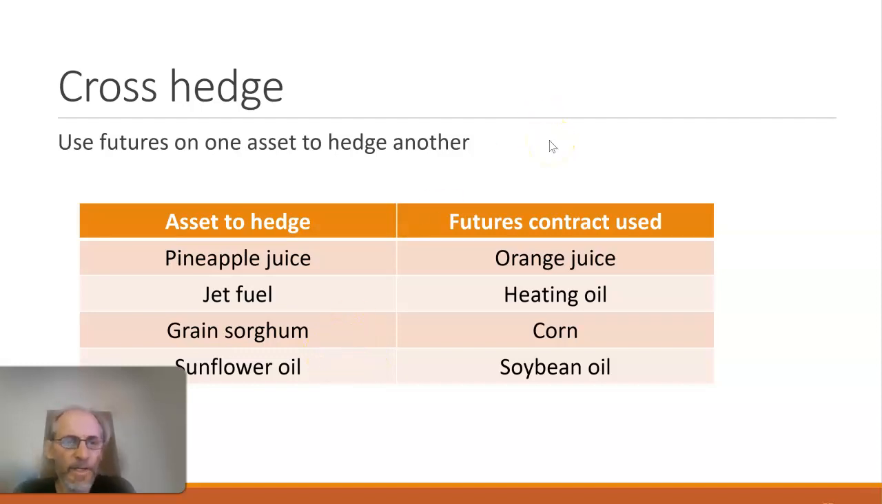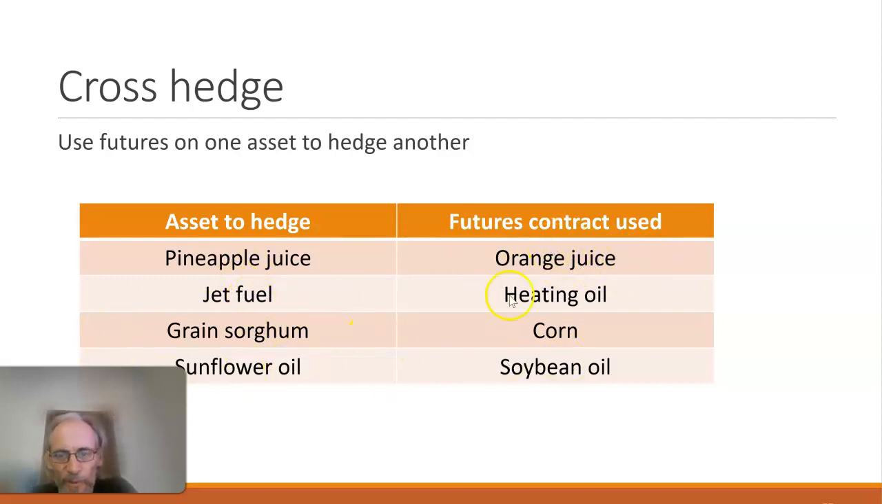Okay, continuing on in the section talking about hedging strategies using futures. There's discussion here of using a cross hedge, and we talked about this in an earlier video. If you want to hedge pineapple juice, there are no standard contracts on pineapple juice, so you might consider using orange juice. I've got some other examples here.